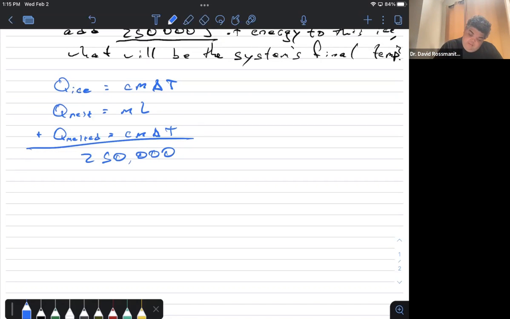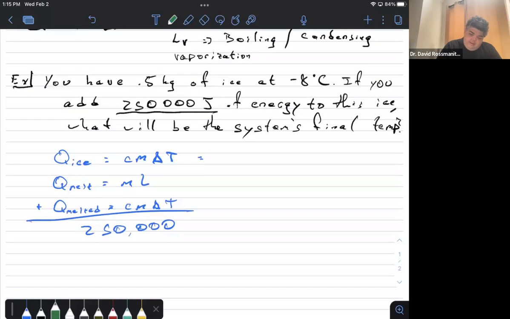So let's see. The first step, Cm delta T for ice. Well, we're going to assume again, I forgot to give it to you, but C for ice, let's say, is 2,000. C for water, I'm going to say, is 4186. Latent heat for ice is 334,000. Okay, so those are your little constants. You may need to do these calculations. All right, so let's do the first step.